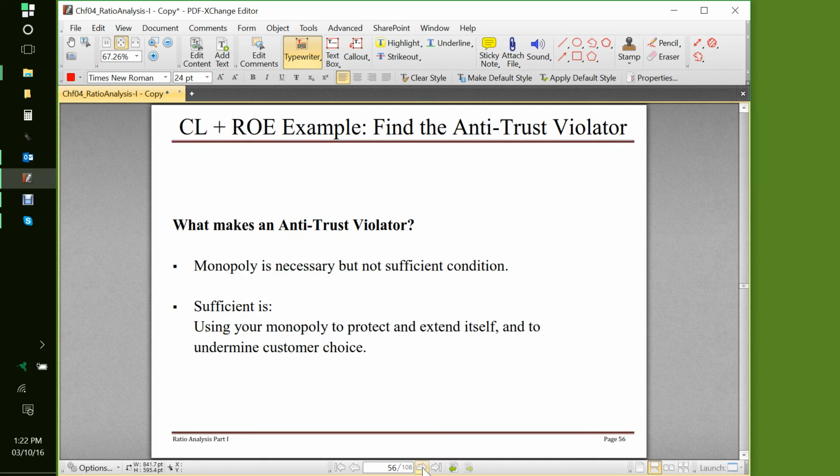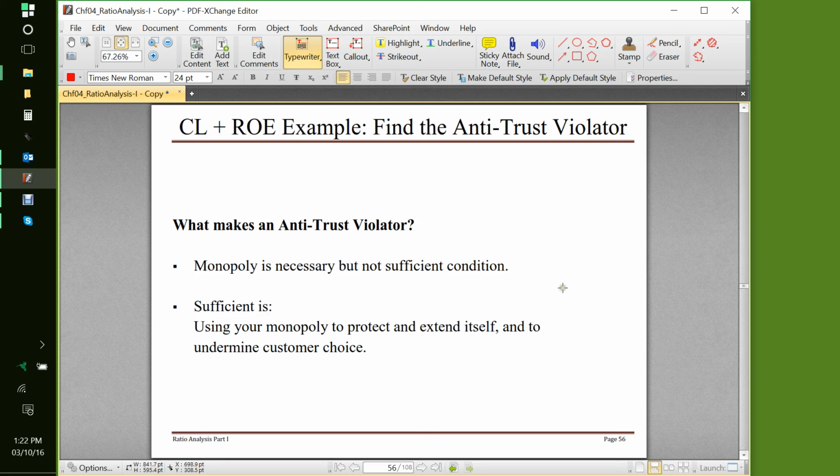Okay, so let's leave that there. The next thing up is a very interesting example of how the Justice Department used cash level and ROE to help bolster their antitrust case against Microsoft many years ago.